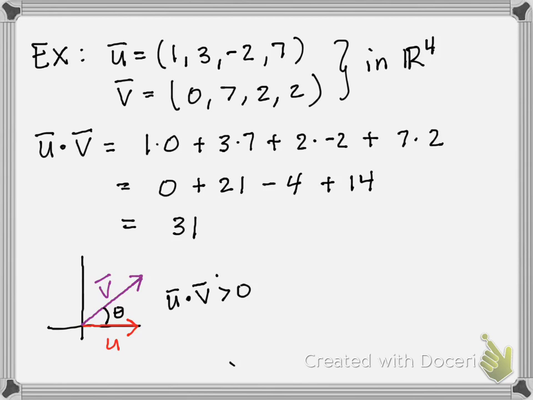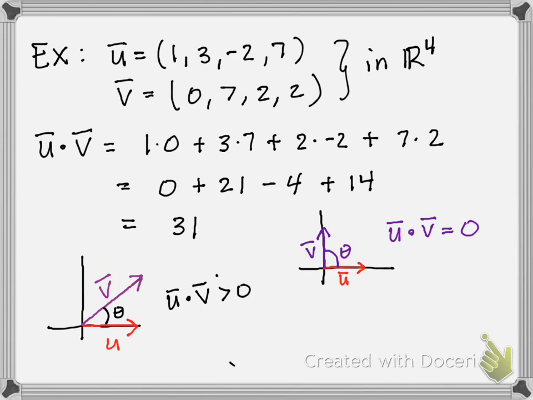On the other hand, if I had a right angle, so here's u, and here's v, so here the angle between them is 90, the dot product is 0 in this case because cosine of 90 is 0.